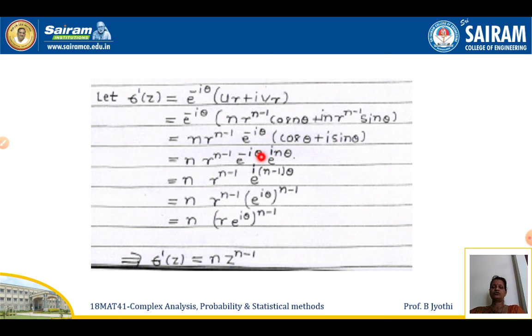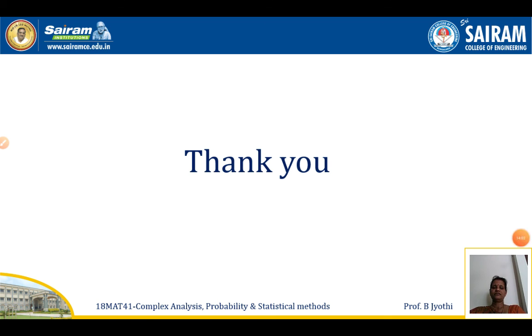Taking the i and theta outside, we get e power i theta times (n minus 1), or e power i theta to the power of n minus 1. Here r power is also n minus 1, e power is also n minus 1. Therefore, (r e power i theta) to the power of n minus 1. But what is r e power i theta? It is z. Therefore, f dash of z is n z power n minus 1. When the function is z power n, we know that the derivative will be n into z power n minus 1. Thank you.